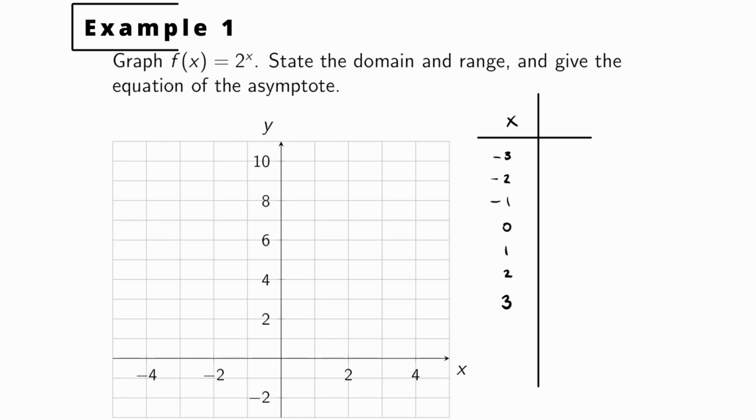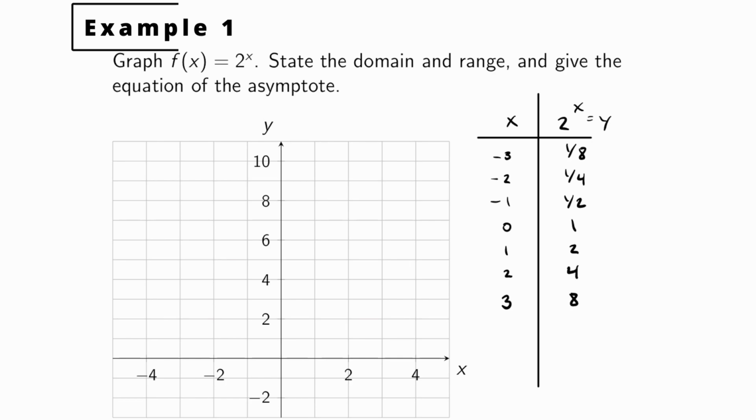So if we have f of x, x is the values given there on the table. What is 2 to the x, which would be our y coordinate? So 2 to the negative 3 would be 1/8. 2 to the negative 2 would be 1/4. 2 to the negative 1 would be 1/2. 2 to the 0 would be 1. 2 to the 1 would be 2. 2 squared is 4. And 2 cubed is 8.